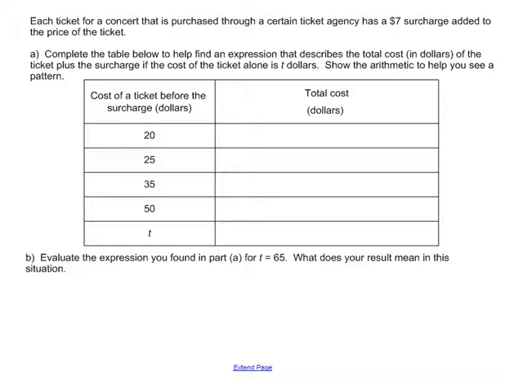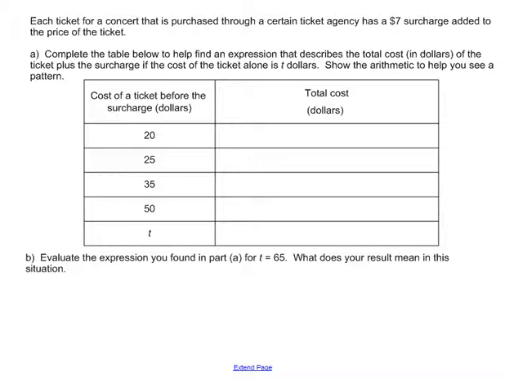Show the arithmetic to help you see a pattern. And then in Part B, we're going to evaluate the expression you found in Part A for T equals 65. What does your result mean in this situation?